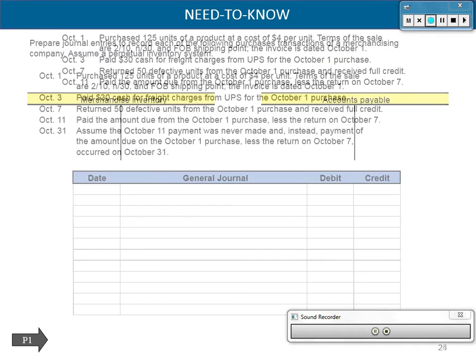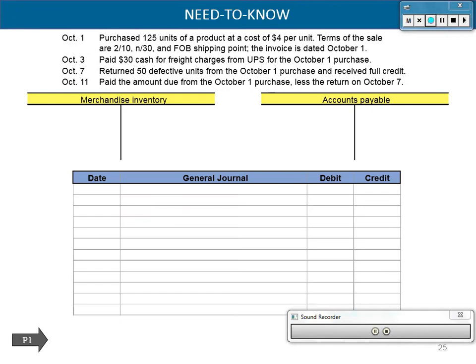So let's try to do this together. October 1st, they purchased 125 units of product at a cost of $4 per unit. Terms of the sale, 2% in 10 days or net 30, and FOB shipping point. The invoice is dated October 1st. So on 10/1, to show the purchase of this product, what do I debit and what do I credit?